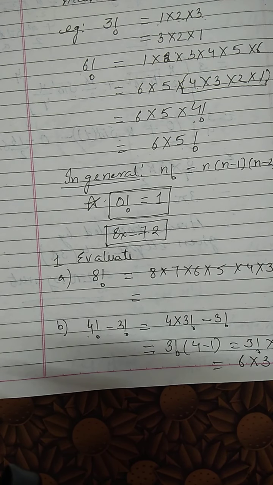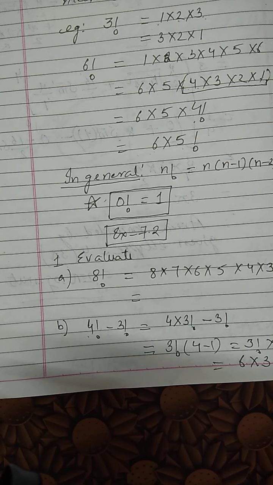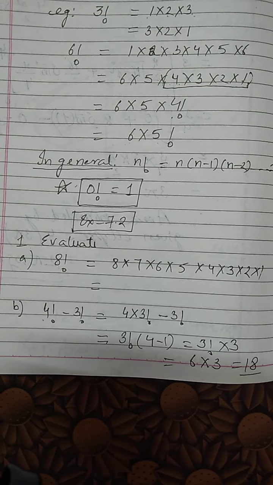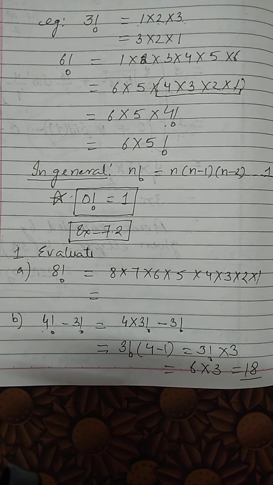Even if you do the 4 factorial value, it will be 4 into 3 into 2 into 1, so 6 into 4, 24. 24 minus 6, 18. So definitely the answer will be the same, but it is better if we apply our results while doing the sums.